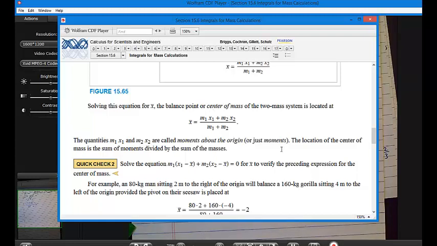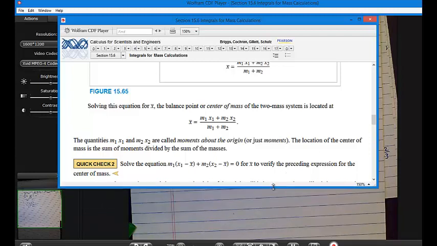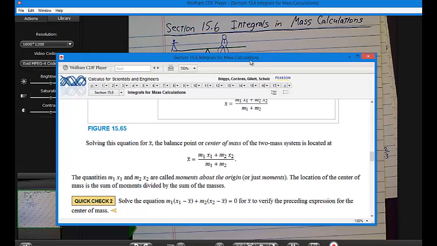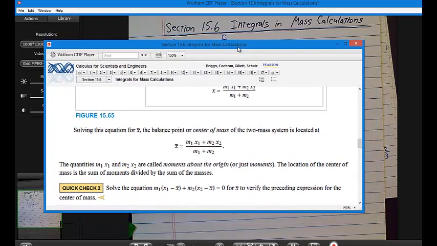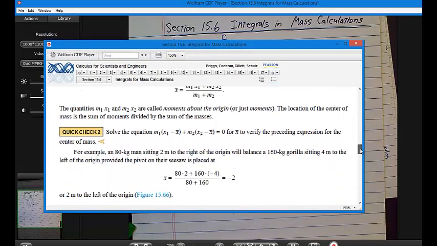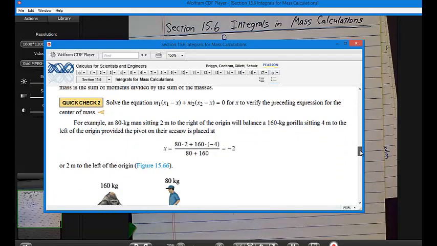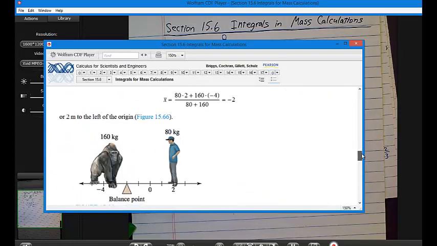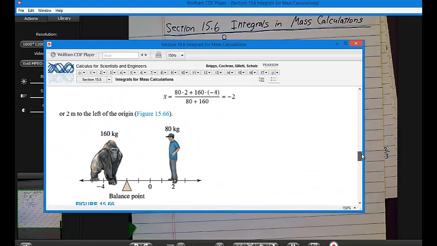Oh, here we go, quick check 2. Let's work through it. Because QC1 was painless. Let's see if we could do QC2. Here we go. Solve the equation for x to verify the preceding expression for the center of mass. Oh. Well, you can do that. I'm not doing that. Right? Do you need help with that one? I mean, I guess you didn't need help for number 1 either. But basically, solve this equation for x bar. All right, and they give you the answer, so we're good. Wow! That's better than my drawing.